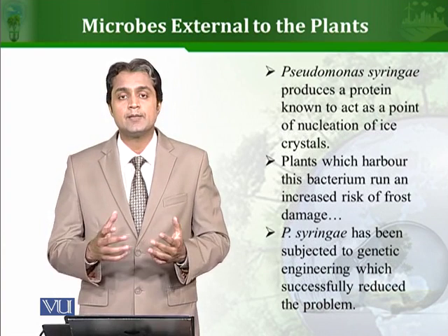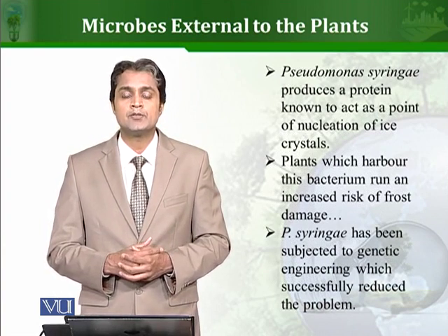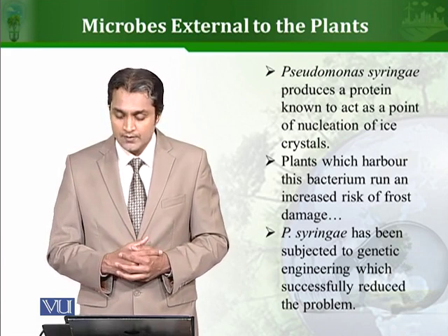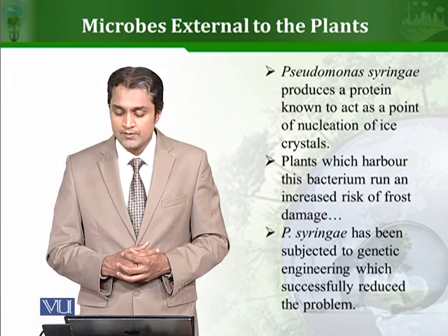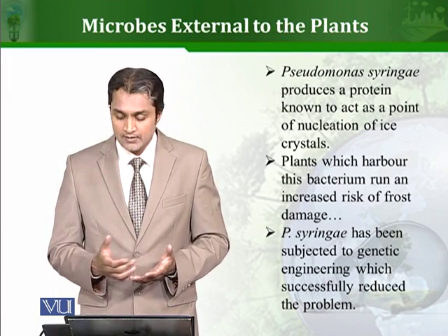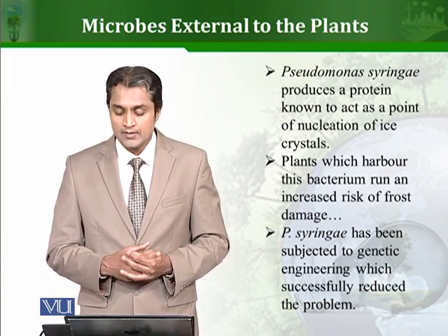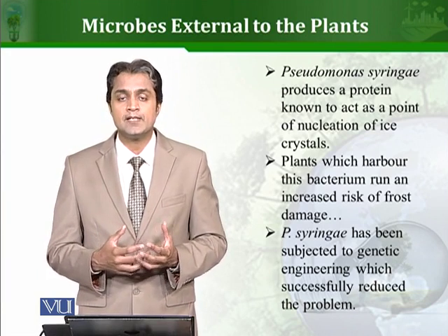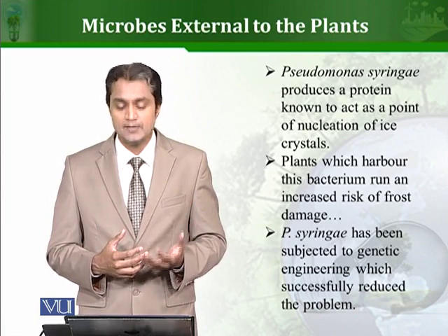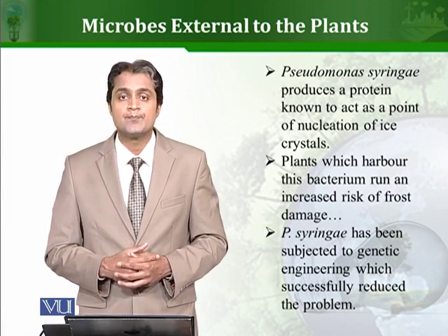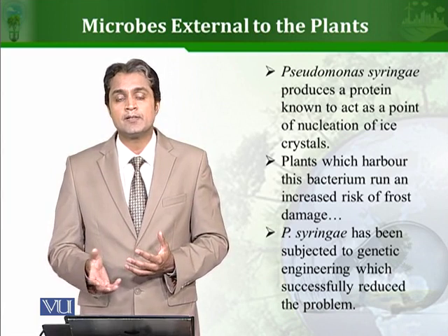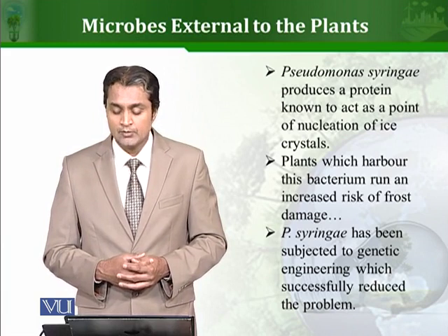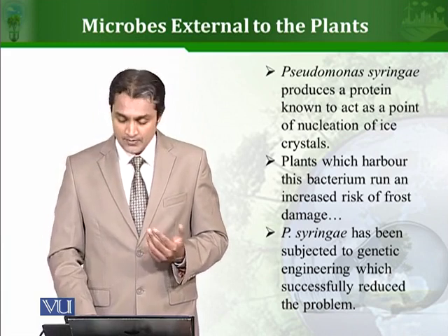So many other different types of microbes are also there, which are known to interact with different types of plants in so many different ways. One of those interesting ways is the interaction between Pseudomonas syringae and its host plants. This bacteria has a protein which can be used to make ice crystals, and if this bacteria is present on certain plants, that plant has a risk of frost damage. So this is another different but very interesting type of plant microbe interaction. However, this organism has been genetically modified to reduce this problem.